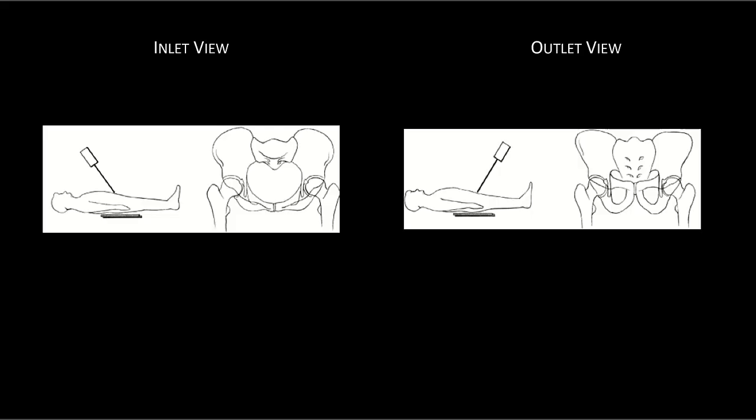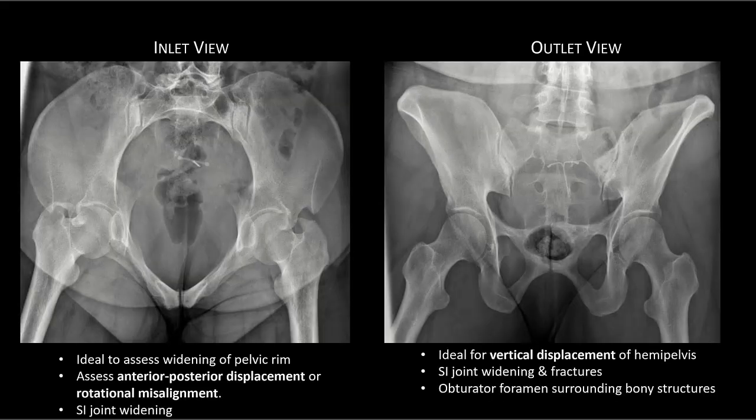One is the inlet view and the other is the outlet view. The inlet view clearly shows the pelvic rim. Additionally, it's ideal to assess for anterior, posterior displacement of any part of the pelvis. Pubic rami fractures are the most common to view here, which could not be seen in the AP view alone. The outlet view shows the SI joint well, but it's best indicated for evaluation of any vertical displacement of the hemipelvis relative to the other side.